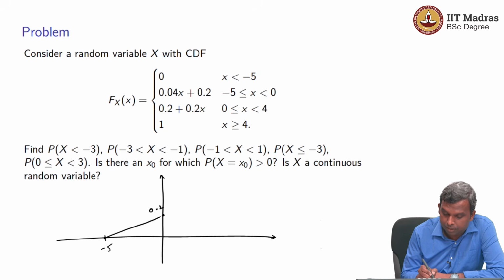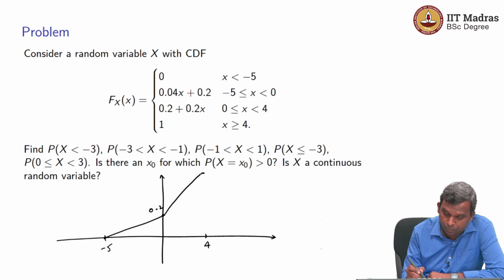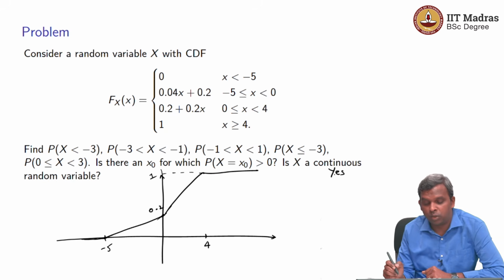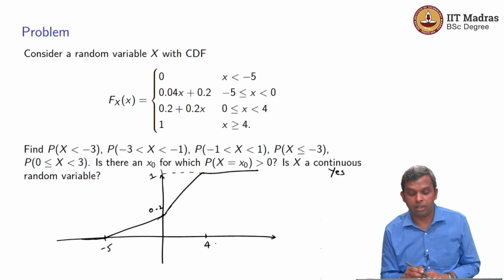And it's a straight line. That's interesting, isn't it? Okay, it's a straight line. And then at 0, once again, it is 0.2. It's continuous again. And then at 4, it becomes 1. Okay, so it goes up like this and stays at 1. Okay, so that's the shape. So it's all continuous. It doesn't jump at all. There's no jump. Okay, it's continuous. So is x a continuous random variable? Answer is yes. Okay, there's no x naught at which probability of x equal to x naught is greater than 0. It's always equal to 0.